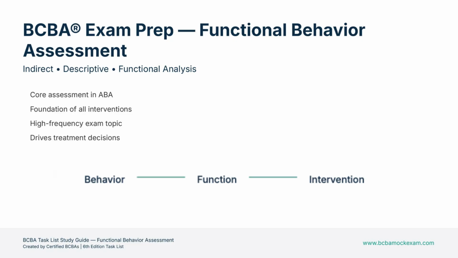Today we're covering one of the most important topics in applied behavior analysis, functional behavior assessment, or FBA. FBA is considered the core assessment process in ABA because it directly informs how we design effective interventions. You'll notice on this slide a key flow from behavior to function, then to intervention. This sequence is critical. If we don't correctly identify the function of behavior, our intervention is likely to fail. FBA is also a high-frequency exam topic, so mastering both the concepts and application is essential.